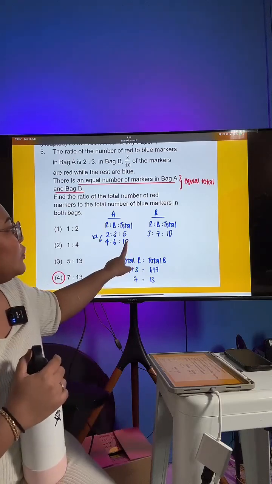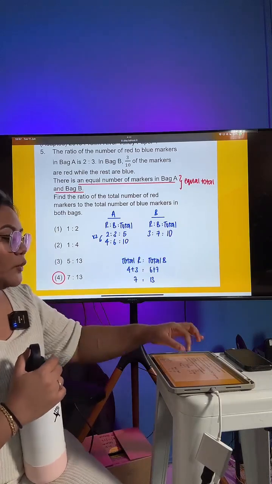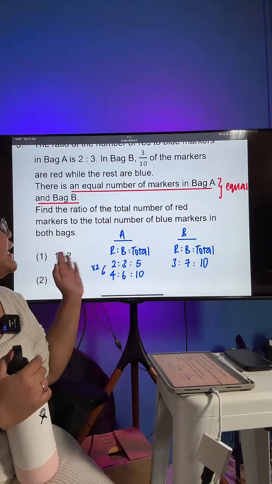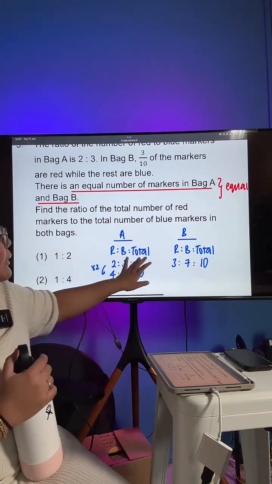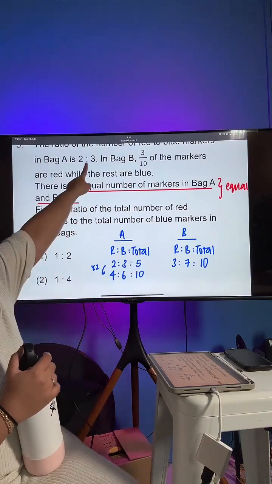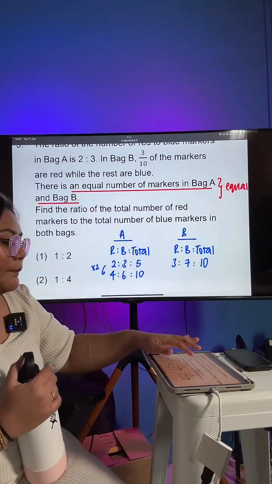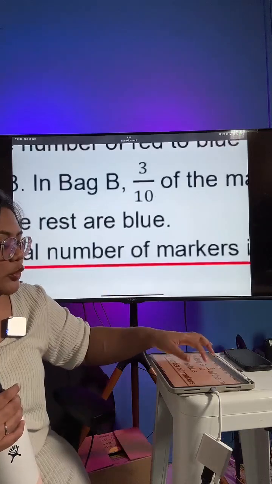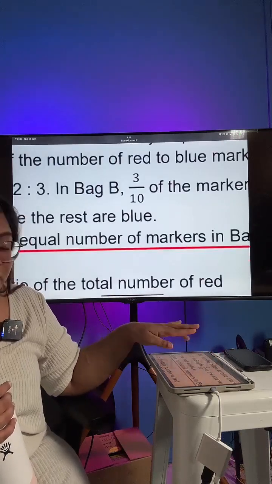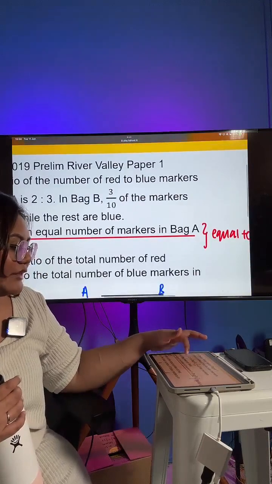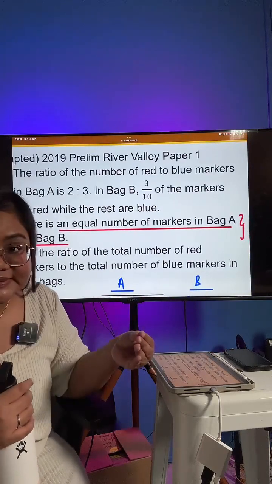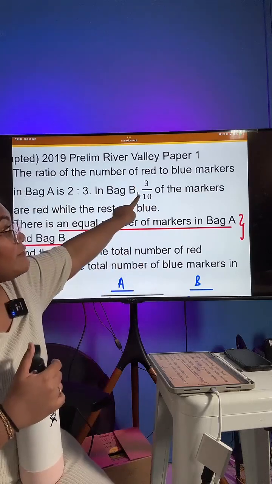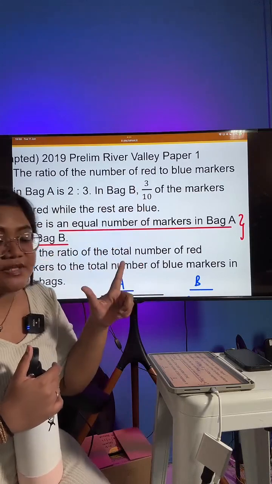We want to come up with equal totals because the question told us there is an equal number of markers in A and B. Okay, so we got to come up with the total column. 2 plus 3 is 5 for bag B, the total is the denominator 10. Now, for those of you who used 10 as the blue, that is not correct, yeah? Because 3/10 of the markers are red while the rest are blue. So the rest is 10 minus 3 to give you 7. So 10 is not the blue, but 7 is the blue.